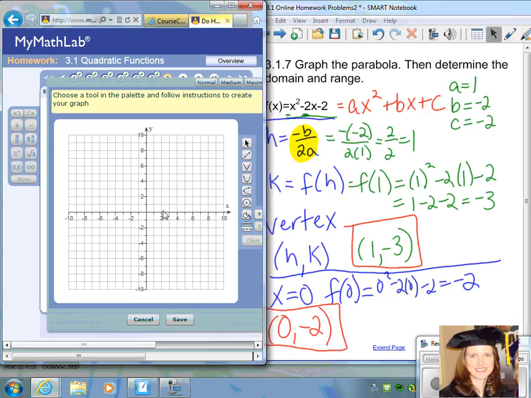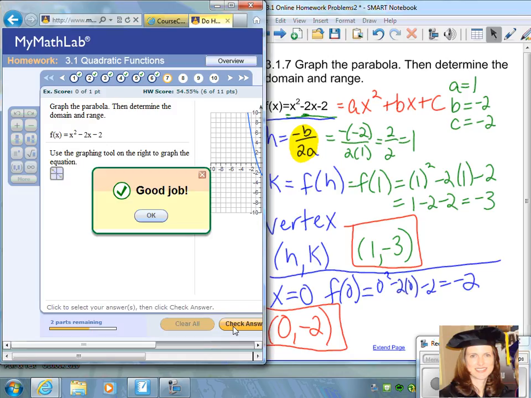Alright, so when you're in MyMathLab, click on the tool that looks like a parabola. It could be opening up or opening down. You're going to select this option here. You're going to first make a point where the vertex is, 1, negative 3, make a point. And then the other point we found by plugging in 0. You plug in 0 and you get out negative 2. So that is automatically going to create an entire parabola just by those 2 points, your vertex and another point. The axis of symmetry is going to go right through that vertex at 1, negative 3. Save and check your answer.